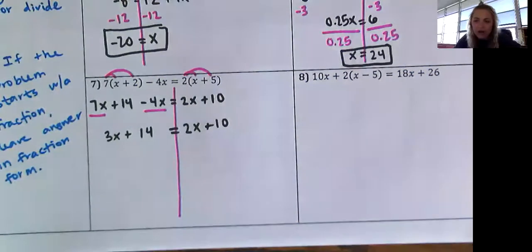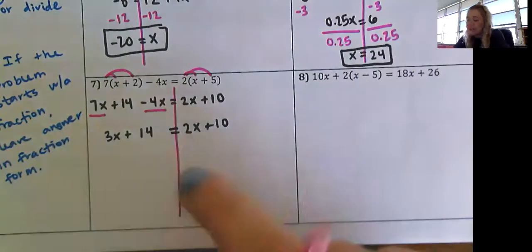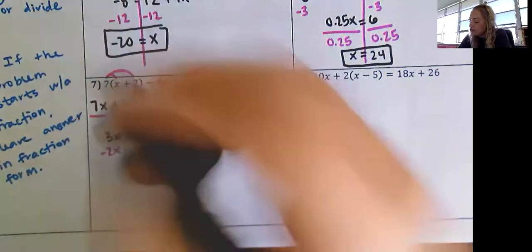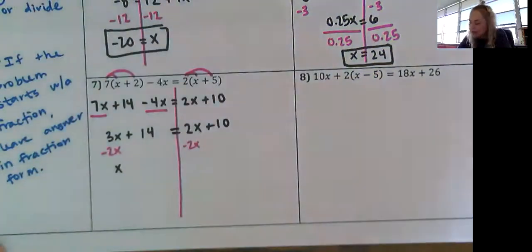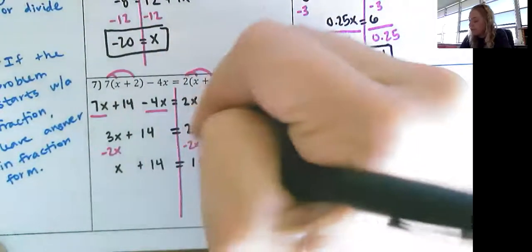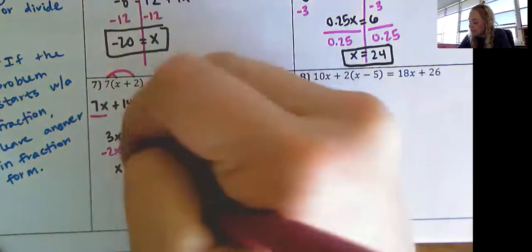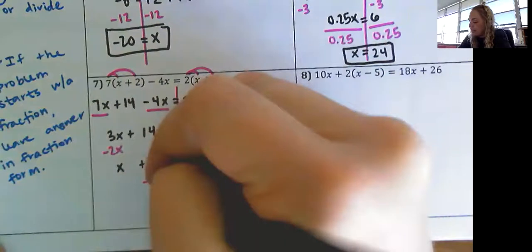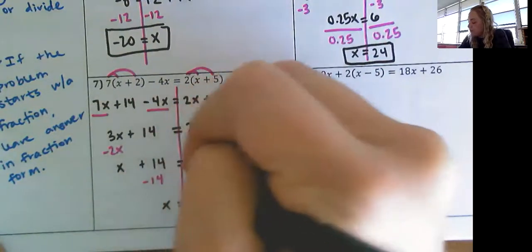Would you rather subtract 3x from both sides or subtract 2x from both sides? I would rather subtract the 2x because it's smaller. So subtract 2x, subtract 2x. 3x minus 2x gives me just 1x or x plus 14 equals 10. Last step, minus 14, and I get x equals negative 4.